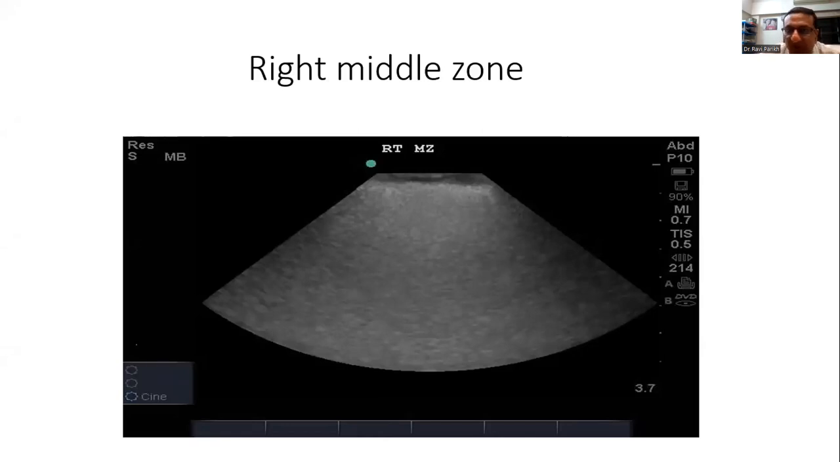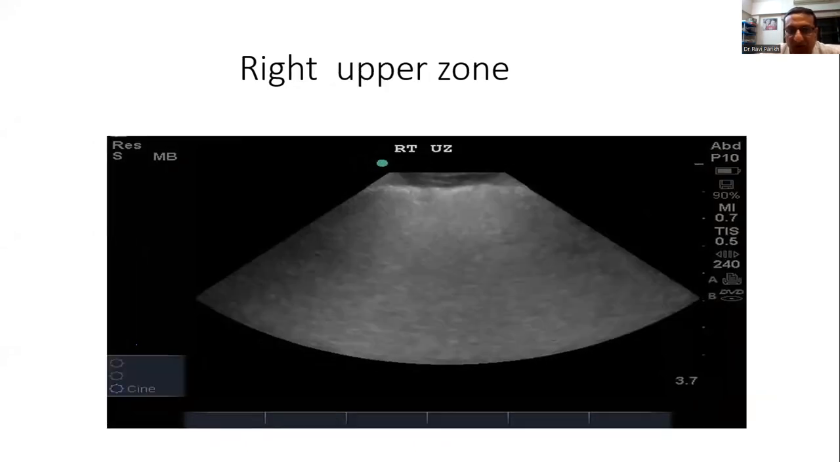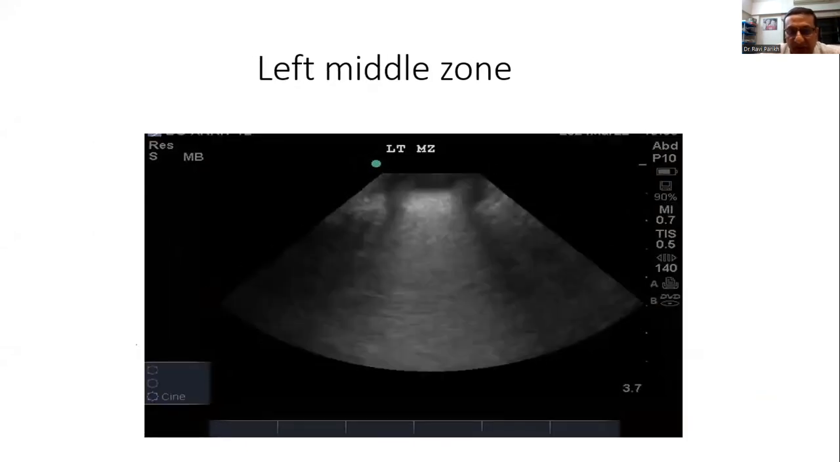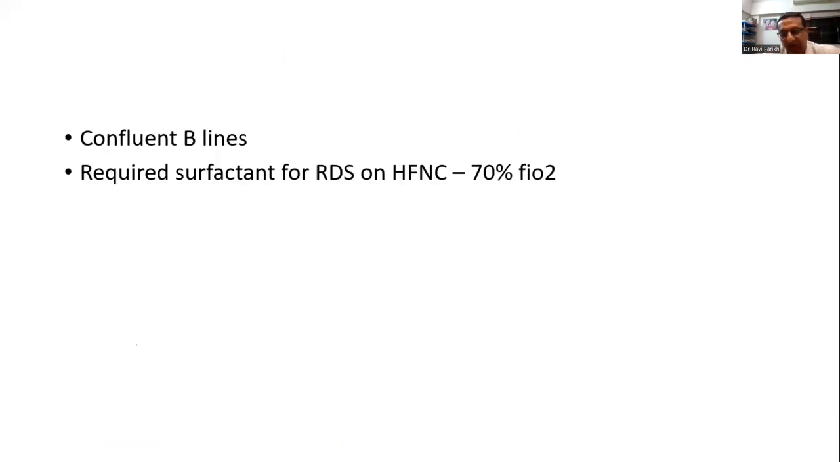It was almost full B lines. I couldn't see any normal pattern. So this was a total whiteout picture, AIS kind of white lung. Once you've seen all the zones, white lung also. Right lower zone also the same thing. Right upper zone. Right middle zone also. And left upper zone also. So this was a lot of confluent B lines.